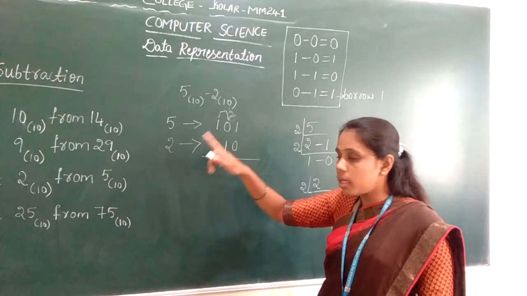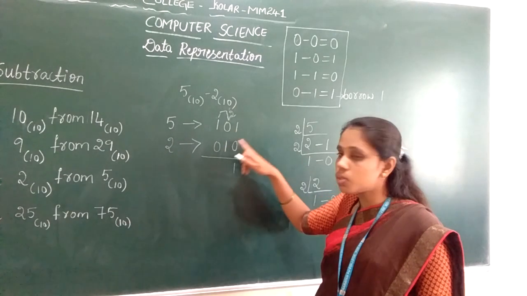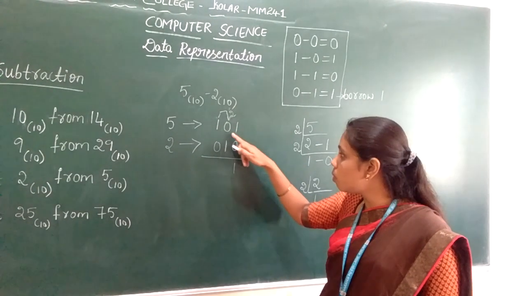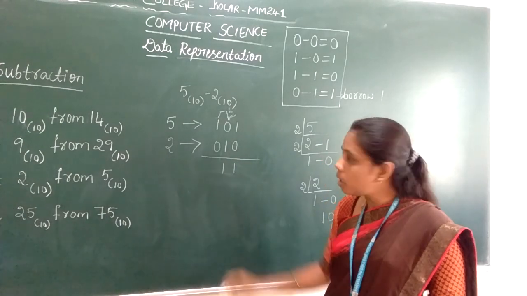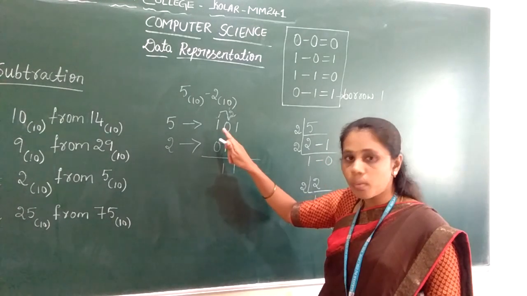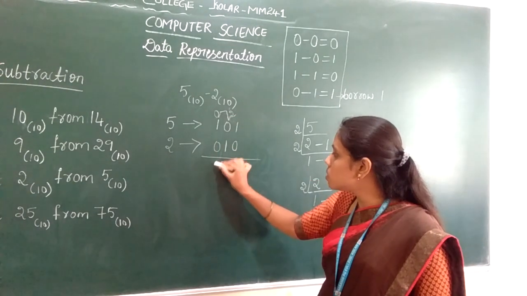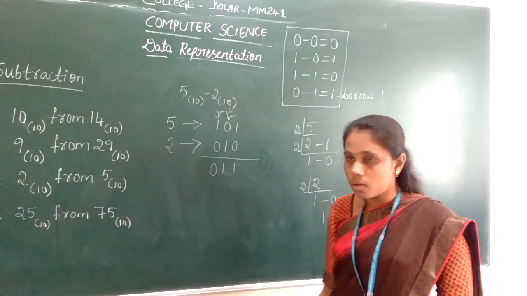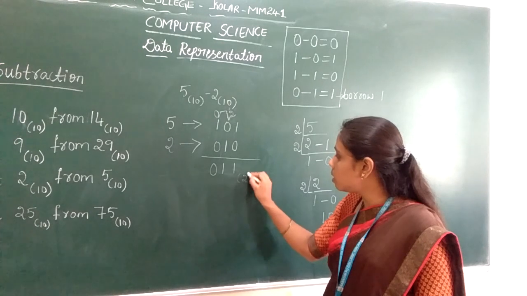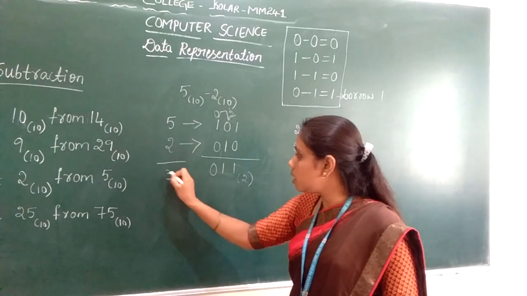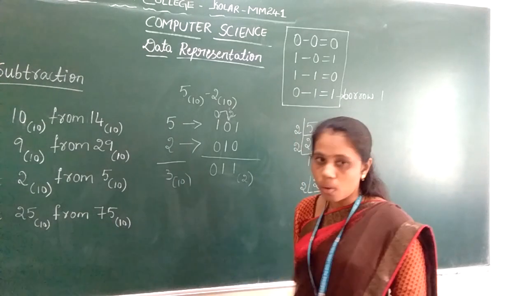Since we are using binary subtraction, all the values will be in terms of binary values, and that is 2. 2 minus 1 will be 1. When we borrow here, nothing will be left, it will become 0. So 0 minus 0 is 0. So this is the final result. Now 5 minus 2 is 3, in decimal form.